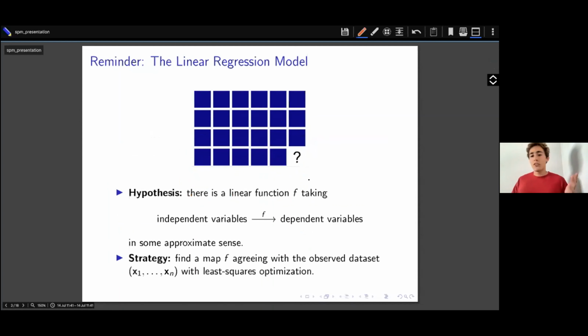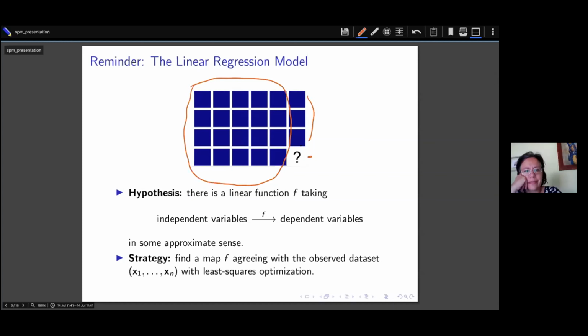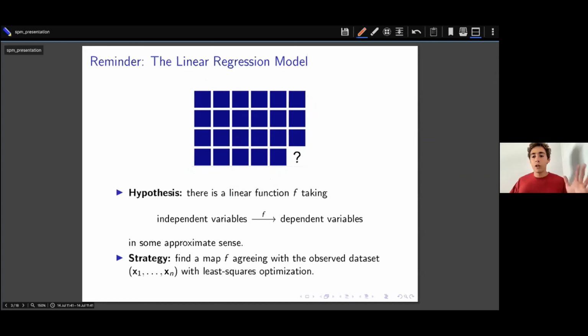What's the first approach to solving a regression problem? Well, maybe there's a linear model. Maybe there's a linear function that takes independent variables, which can approximate vectors of our data set. Our strategy is simply to find a linear function that fits the data we have observed and use it to compute this last missing coordinate. So this is the model of linear regression.